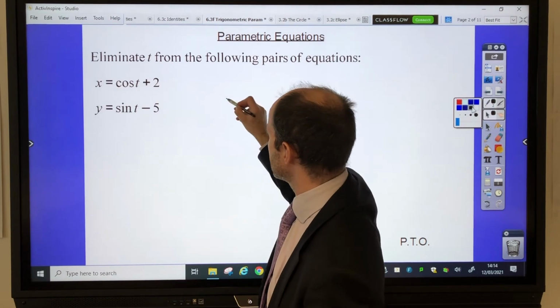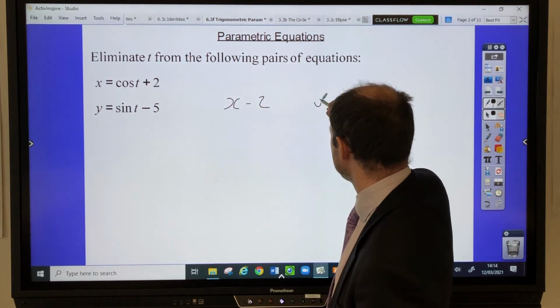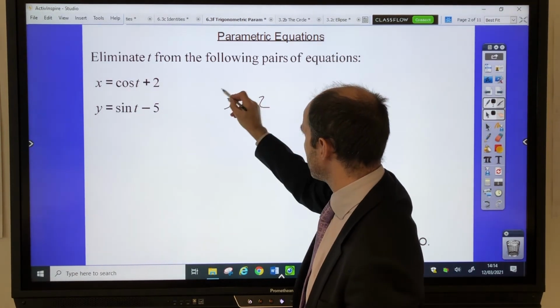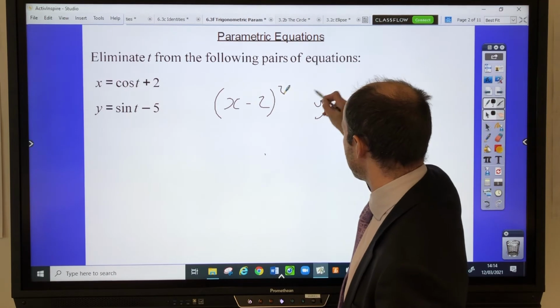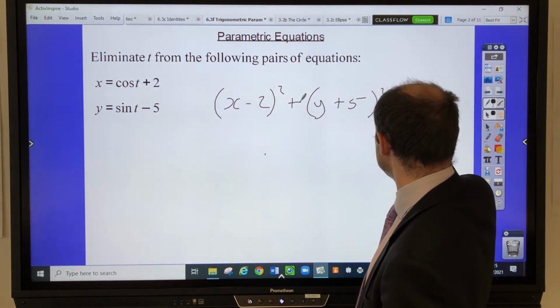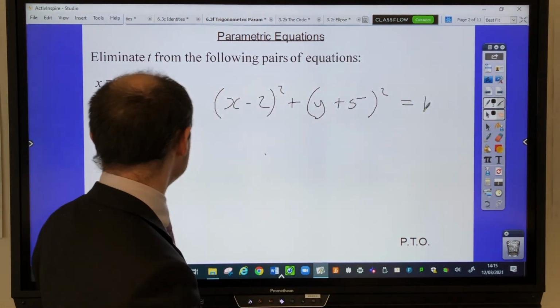So cos t is x minus 2. And then here, sine t is y plus 5, okay? Then we're going to square them both. So you'll have, whoa, there we go, that squared and that squared. Then we'll add them together, there we go. And of course that's equal to 1 because sine squared t plus cos squared t is equal to 1.